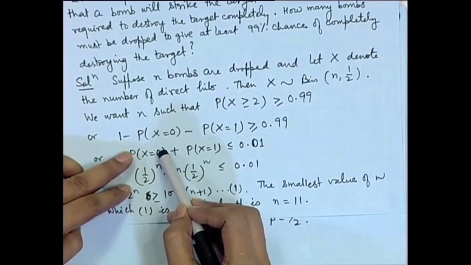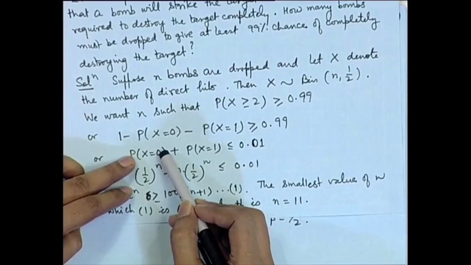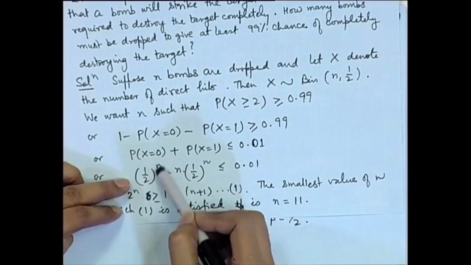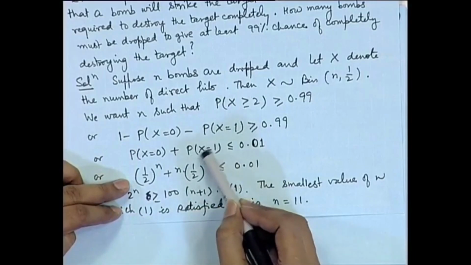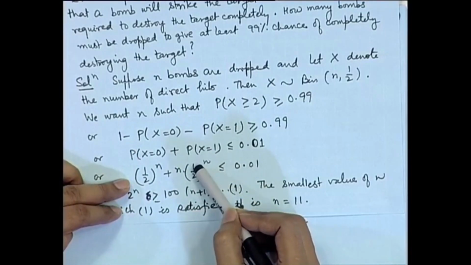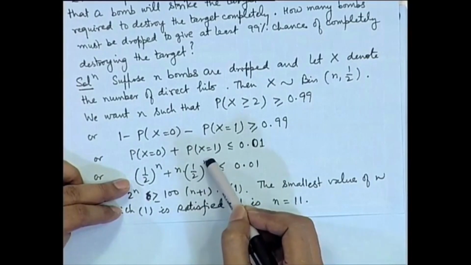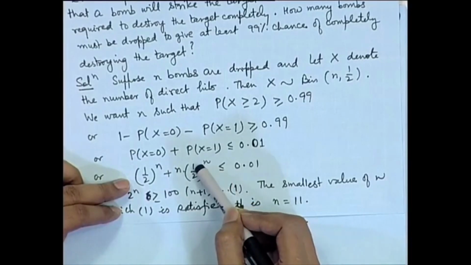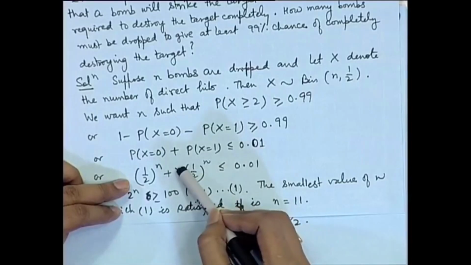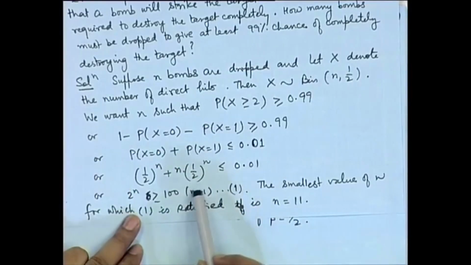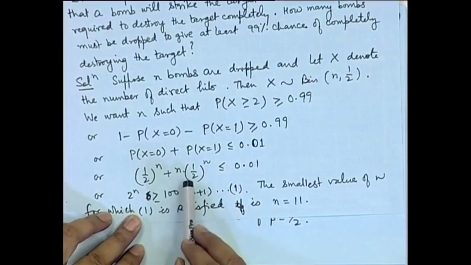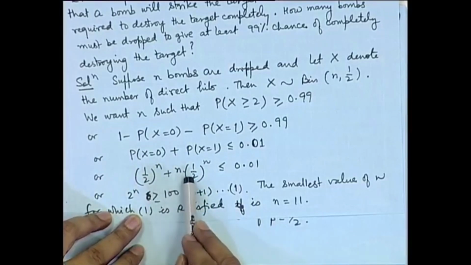So, this is nC0 p to the power 0 (1 minus p) to the power n, which is half to the power n, and this is nC1 p into (1 minus p) to the power n minus 1. Since p and 1 minus p both are half, it is again half to the power n. nC1 is n. So, the term is (n plus 1) divided by 2 to the power n.